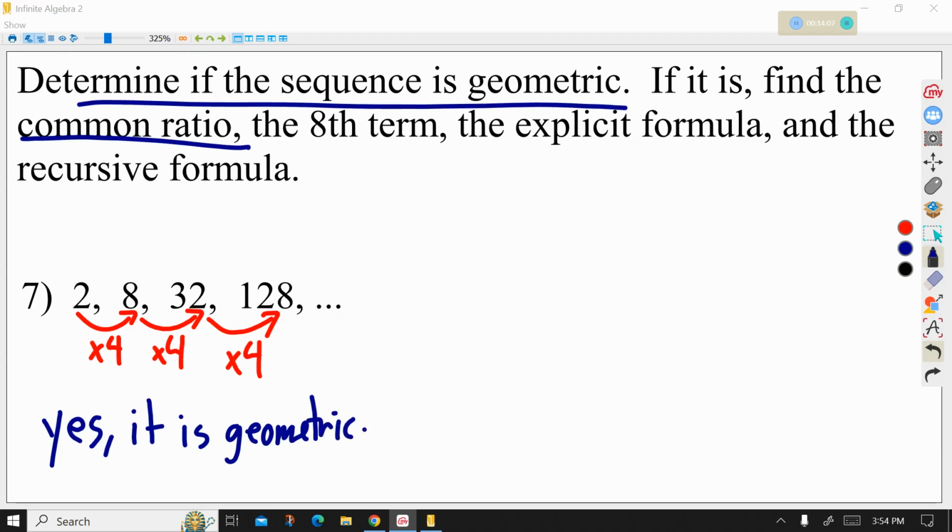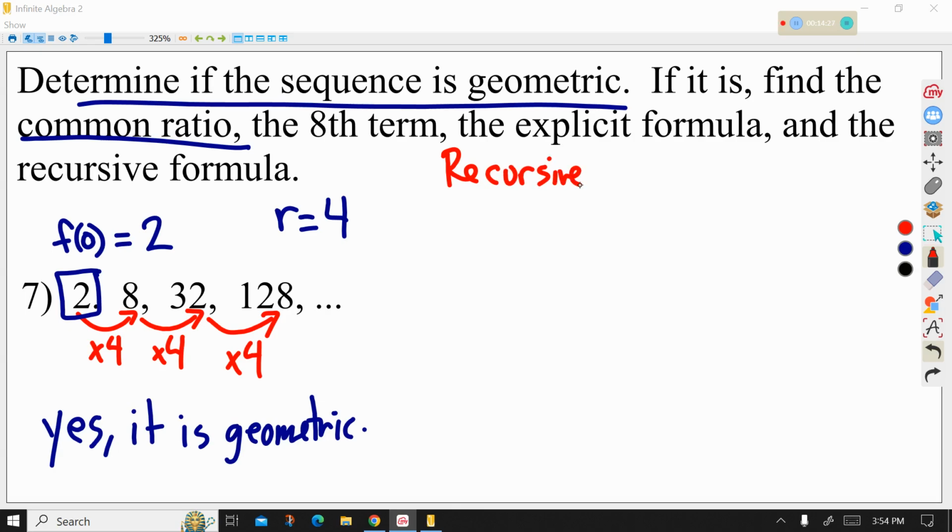Okay, it tells us to find the common ratio. So we know our common ratio is equal to 4. And then we know our f of 0, right? Our first term is 2, right? Just look at the sequence right there. So now let's get the recursive formula, the explicit formula, and then we'll have this one complete.